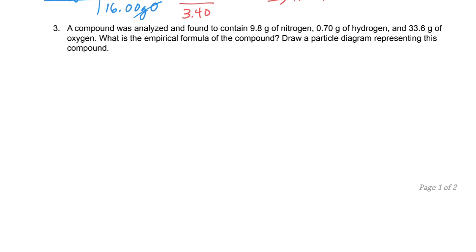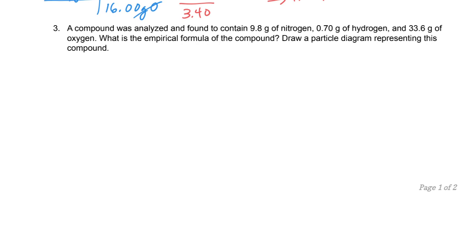Okay, so now let's do the last one on the front here. And this one is pretty similar. The only difference now is that we have 3 elements. So our compound has 9.8 grams of nitrogen, 0.7 grams of hydrogen, and 33.6 grams of oxygen. So what is the empirical formula?